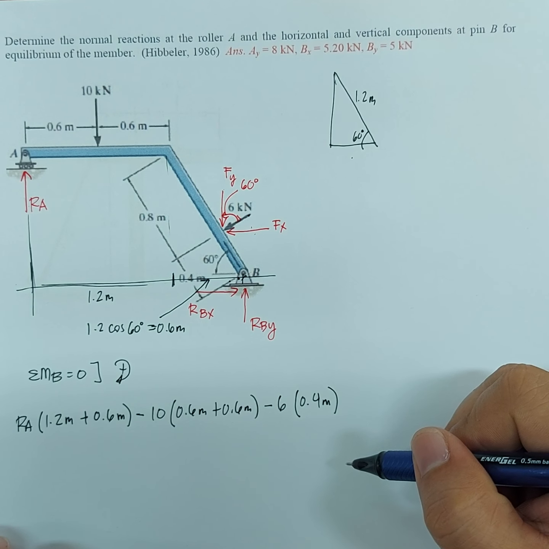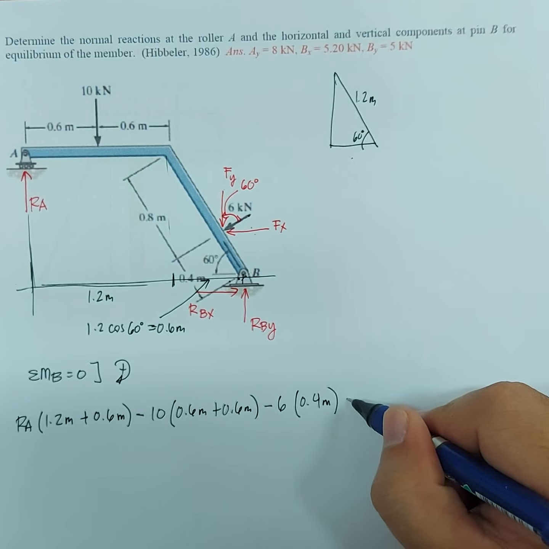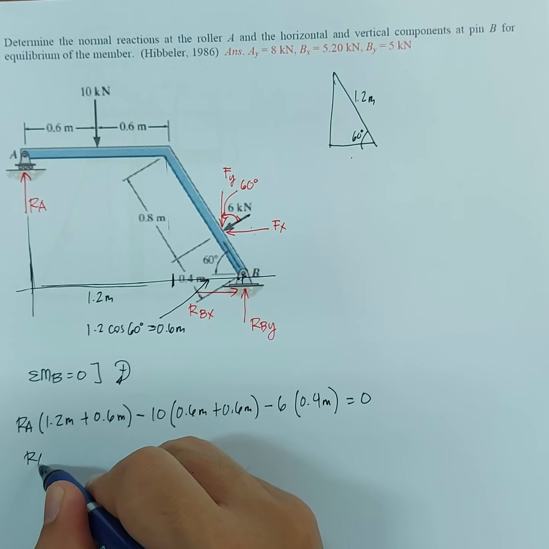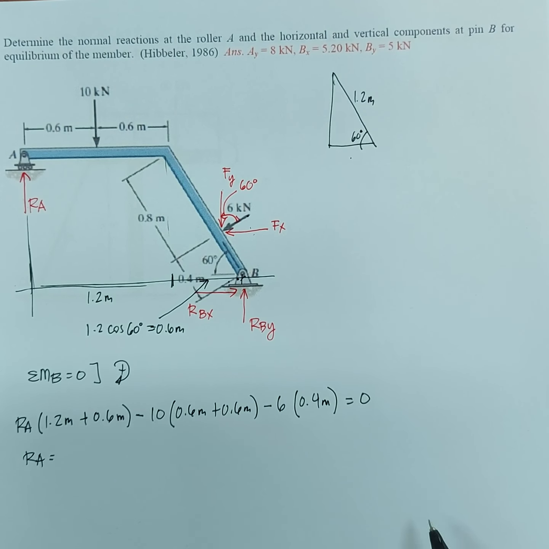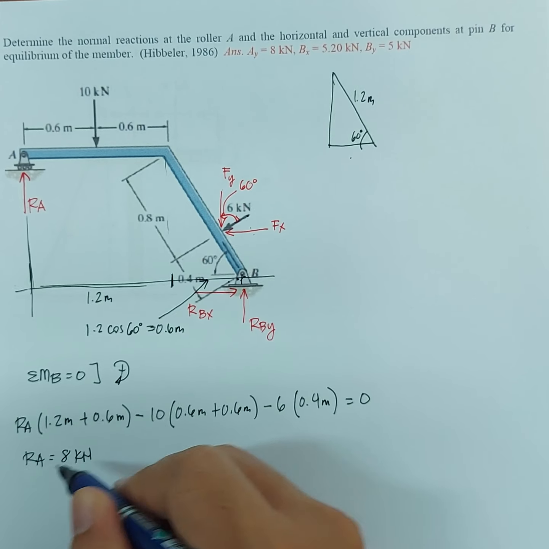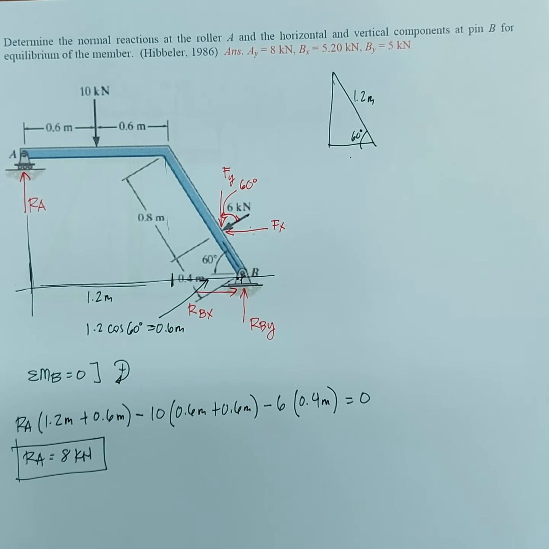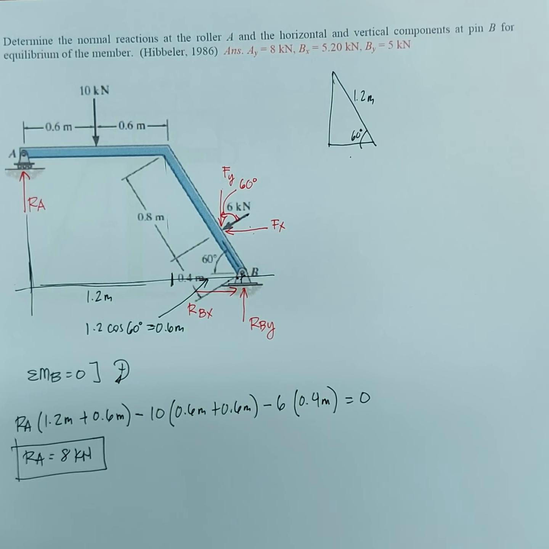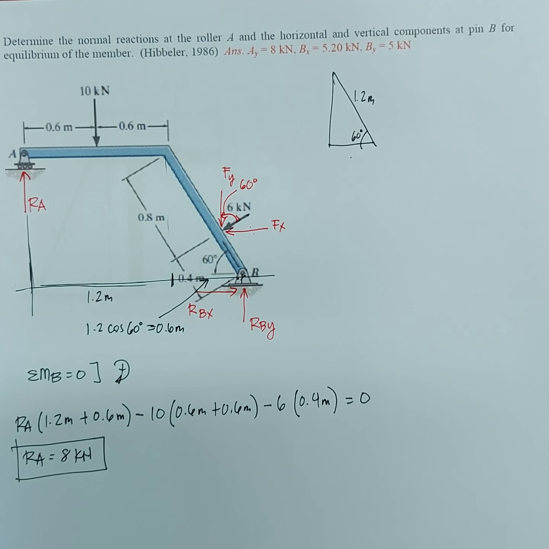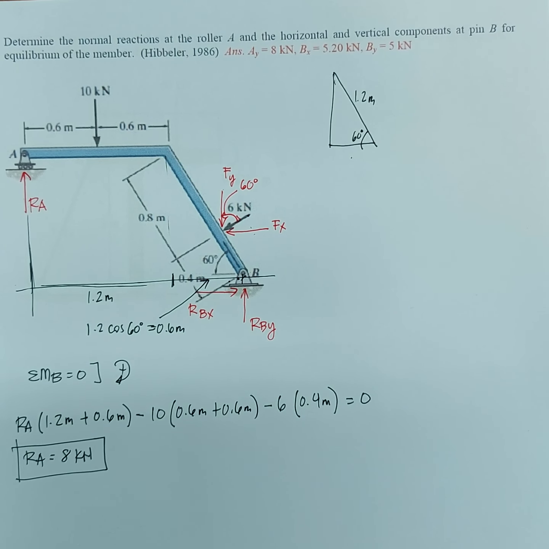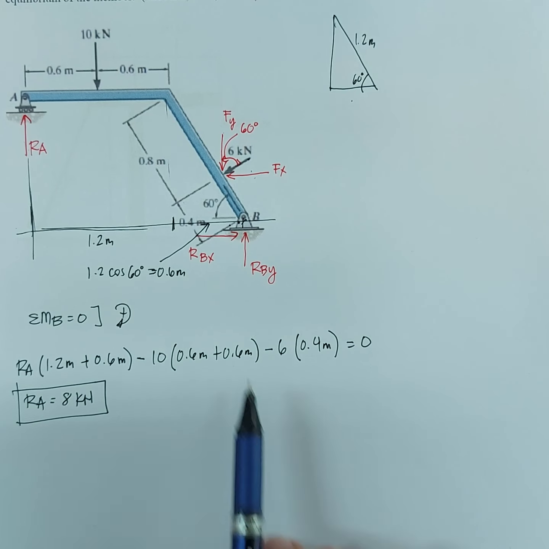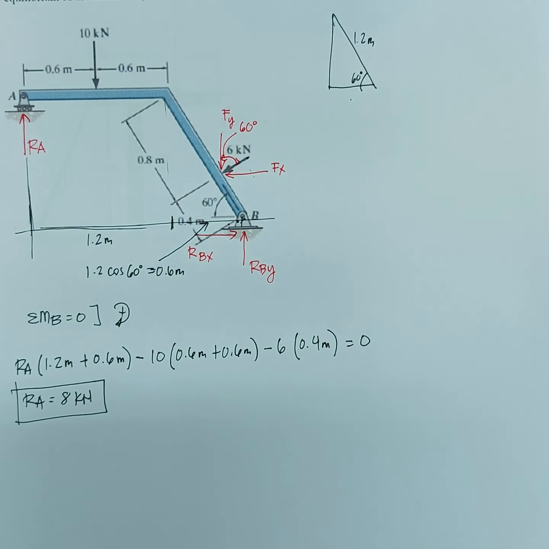Wala na yatang ibang forces. Okay. So, that's it. Equate natin sa 0. So, we have one unknown in the equation, and that is RA. So, RA is equal to 8 kilonewtons. Okay. Alright. Next is to solve now for the other two reactions, RBX and RBY.